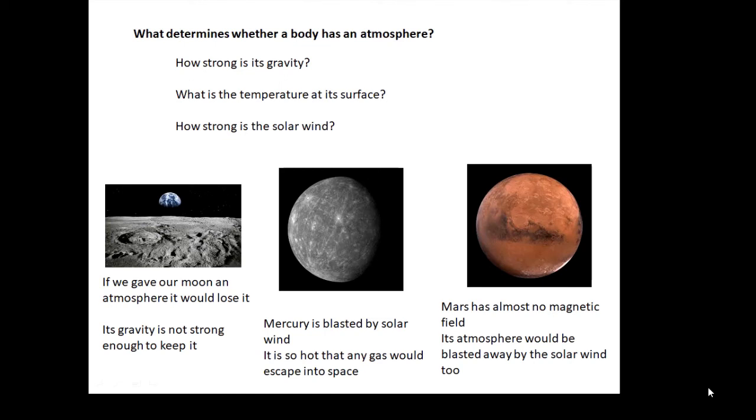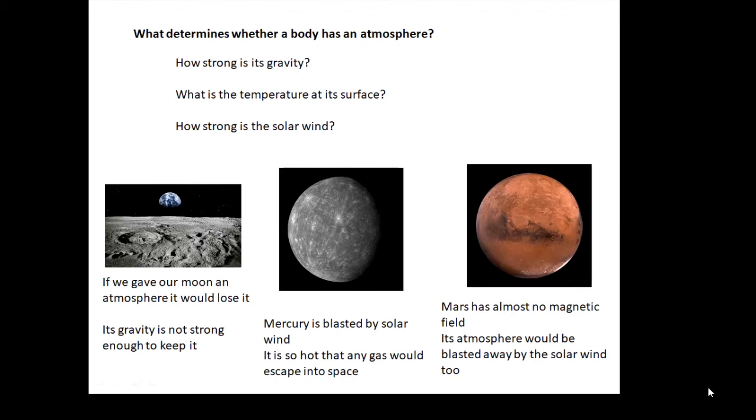Looking at the pictures, the first one: if we gave our moon an atmosphere, it would lose it. Why? Because its gravity isn't strong enough to hold on to an atmosphere. Mercury hasn't got an atmosphere. It's so close to the sun that the solar wind has just blasted away any kind of atmosphere, and it's very, very hot, so any gas would just escape anyway.